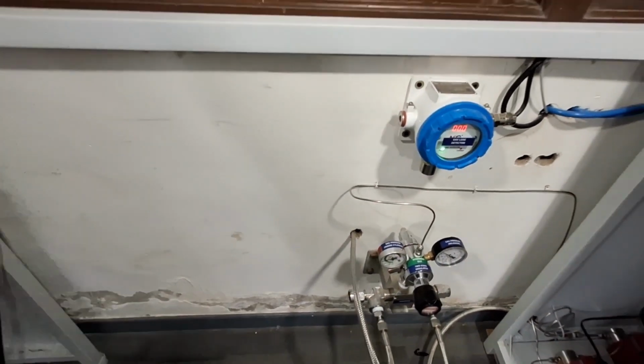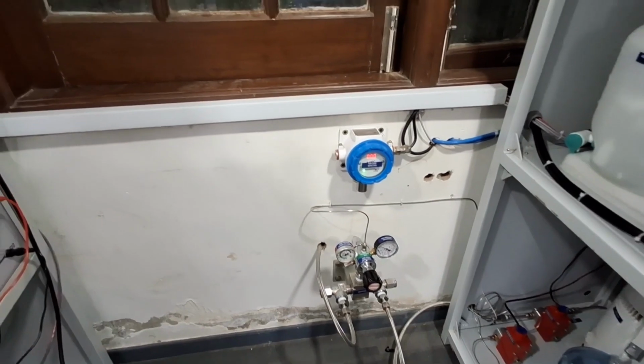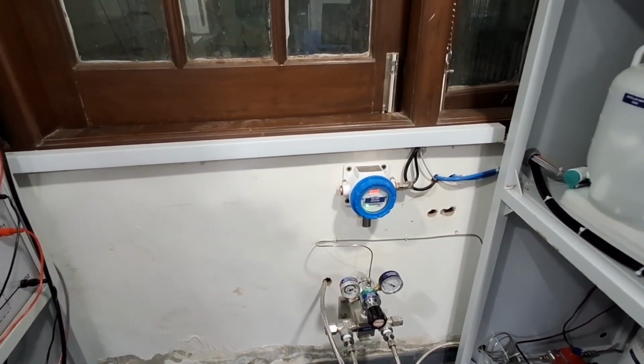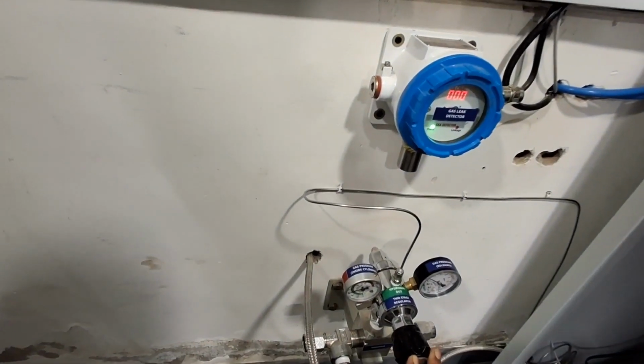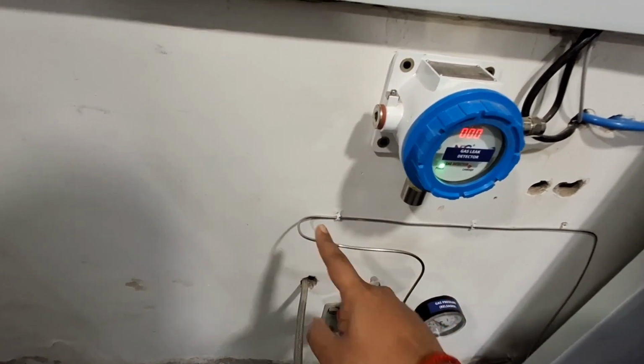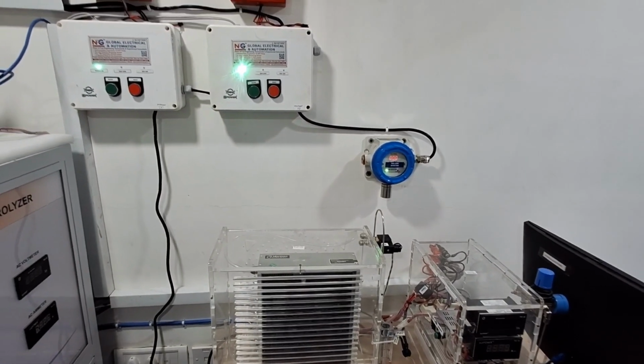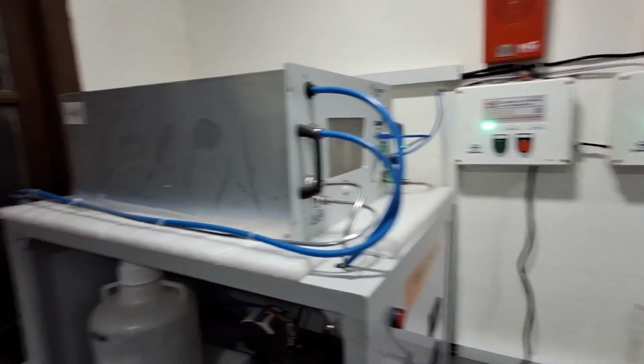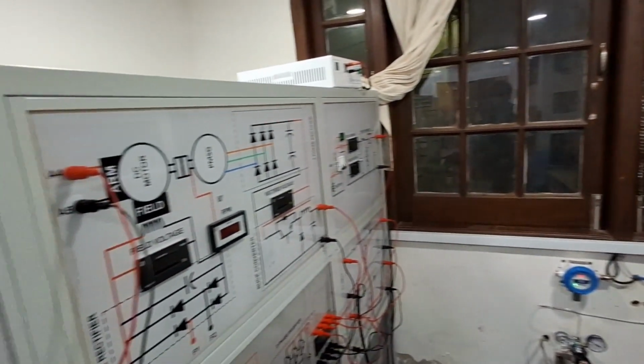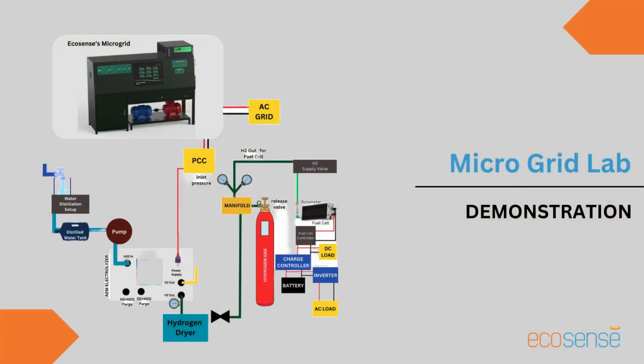After generating hydrogen, we can use this hydrogen to generate electricity using this PEM fuel cell. We can give the hydrogen supply using this knob, and this line will provide hydrogen to the fuel cell. So this is a brief introduction about the system. Now let's move on to the operational part.